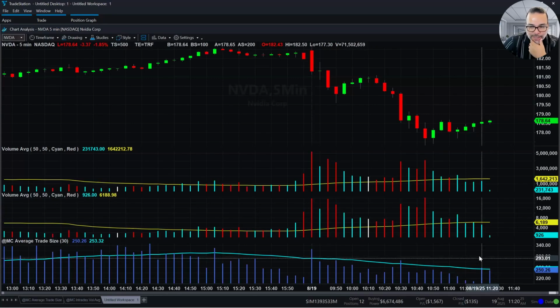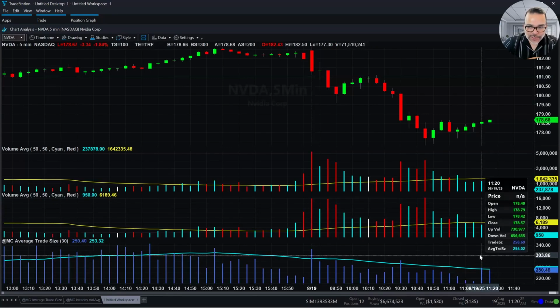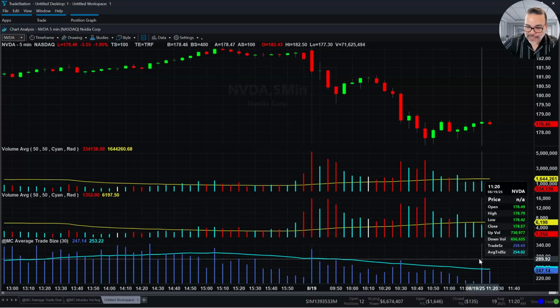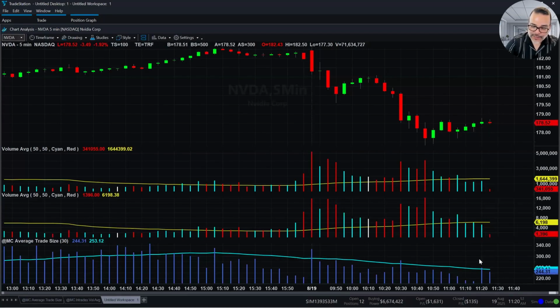But now you can see that as new trades come in, we are below that average. Let's compare the one that just closed so that we can take a look. We have a 258 trade size. That means that on average 258 shares are being traded per trade. Not something light. NVIDIA is trading at 178. So if I multiply the price of NVIDIA times the average trade size, in this case 258, that's a $45,000 investment on average, which is significant.